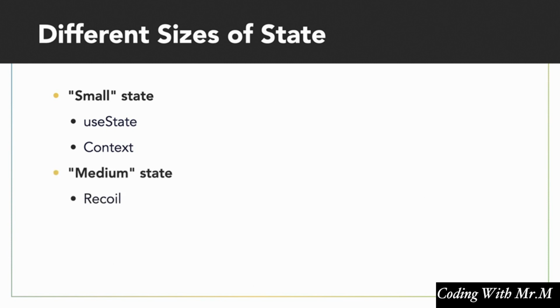Moving up, then, we have medium state. This is generally state that applies to a smaller subset of the components in our application, but needs to be shared between them fairly regularly. And on the larger end of the spectrum, we have Redux and MobX, which specialize in handling state that is required by a large number of components and is generally part of a large application. And that's basically the spectrum of state sizes. Again, we're going to see how this all applies when we take a look at each of these tools in turn.